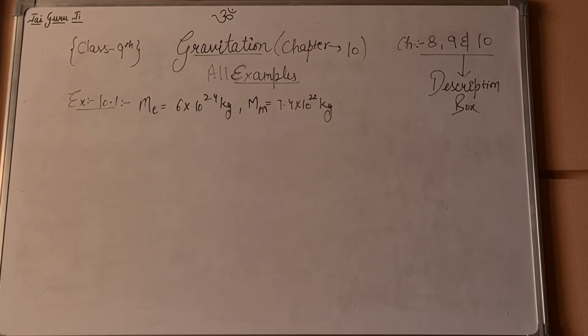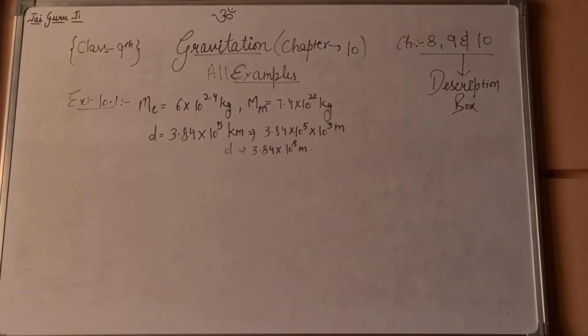Example number 10.1: the mass of the earth is 6 into 10 to the power 24 kg. So M_E is equal to 6 into 10 to the power 24 kg, and that of the moon is 7.4 into 10 to the power 22 kg. So M_m is equal to 7.4 into 10 to the power 22 kg. If the distance between the earth and the moon, denoted by small d, is 3.84 into 10 to the power 5 kilometer.